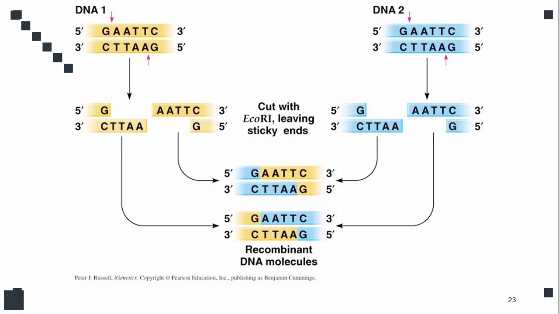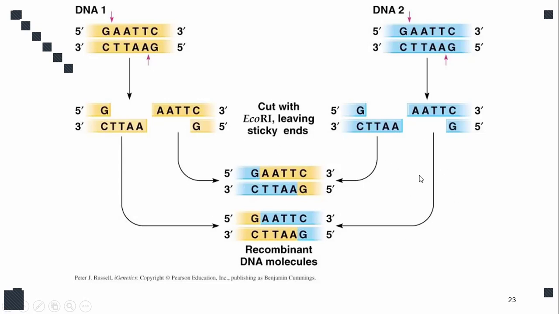We have our DNA molecule 1, we have our DNA molecule 2. Our DNA molecule 1 and 2 are actually cut using the same enzyme, EcoR1, in both cases. And after we have done that, we now bring them together. Remember, they have created what we call cohesive ends or sticky ends. And then you can see how we brought them together.